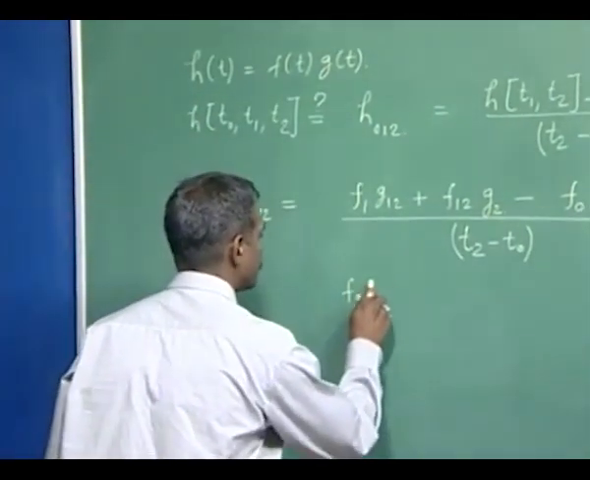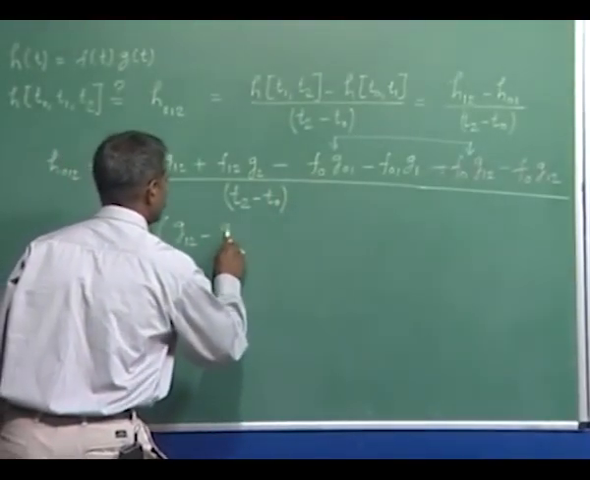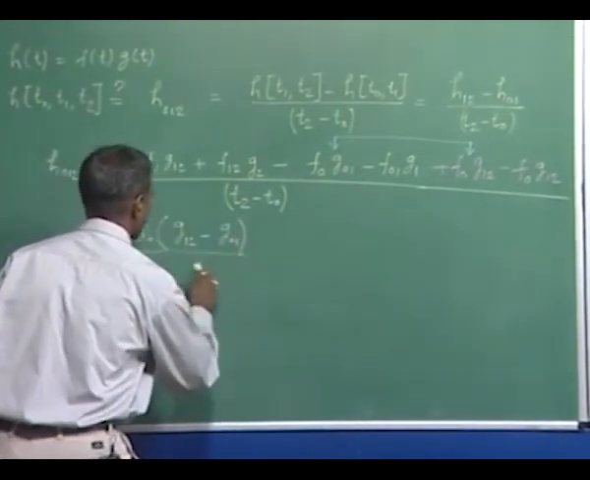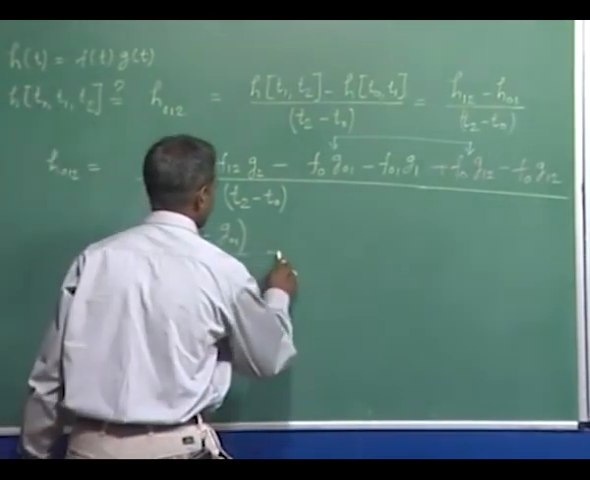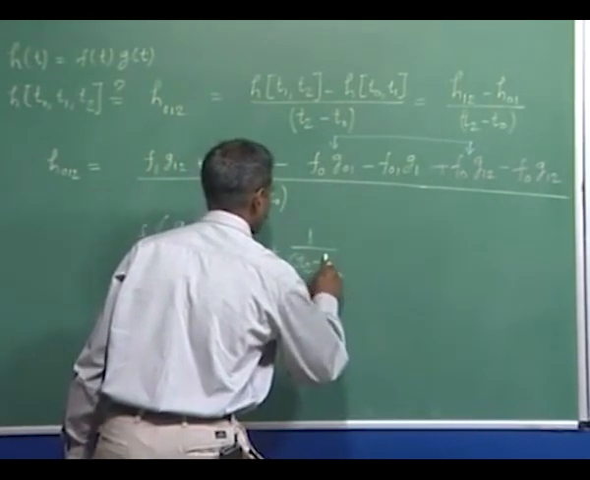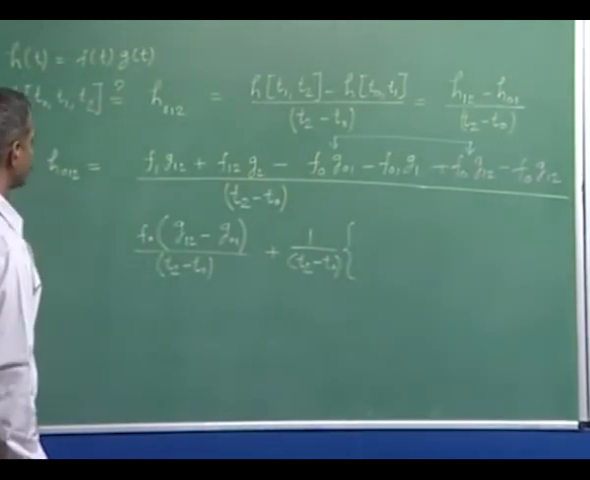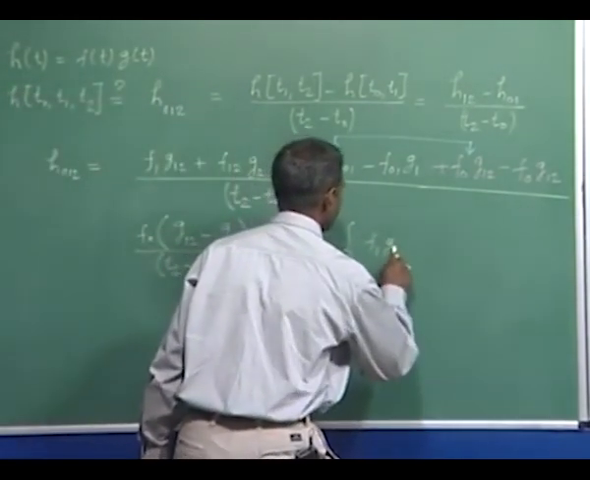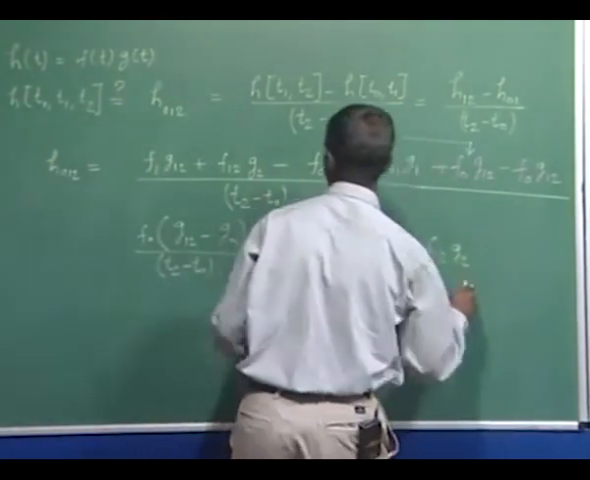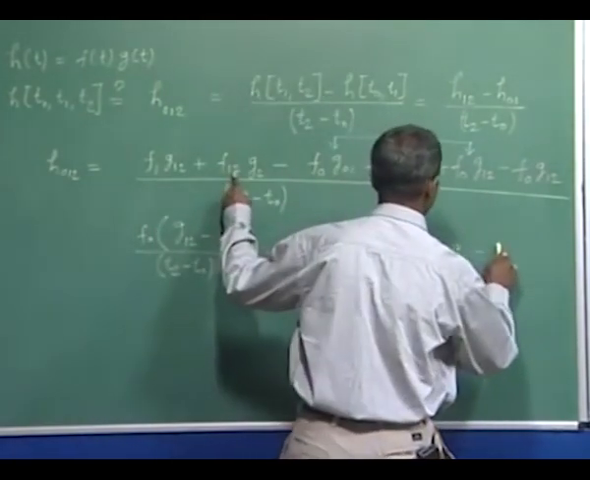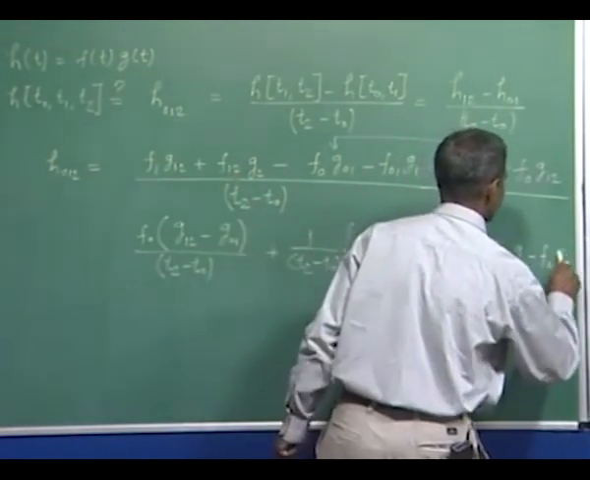I have F0 times G12 minus G01 over T2 minus T0, plus 1 over T2 minus T0 times whatever is left: F1 G12 plus F12 G2, this term here, minus F01 G1 minus F0 G12.